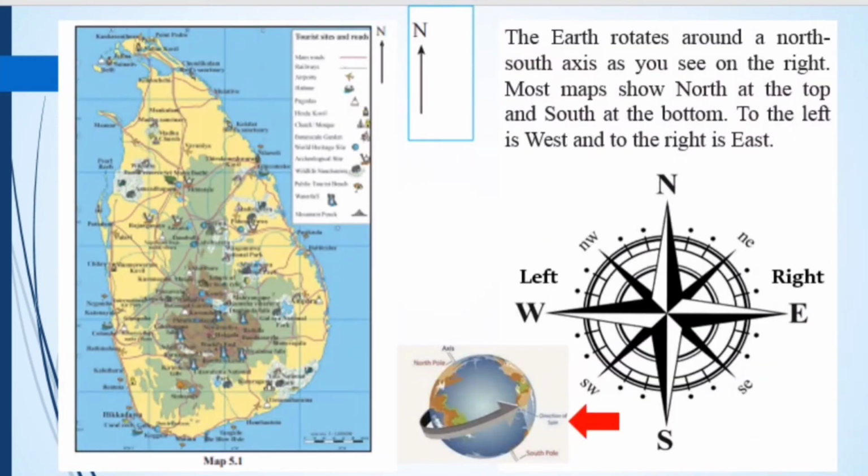The earth rotates around a north-south axis as you see on the right. Most maps show north at the top and south at the bottom. To the left is west and to the right is east.